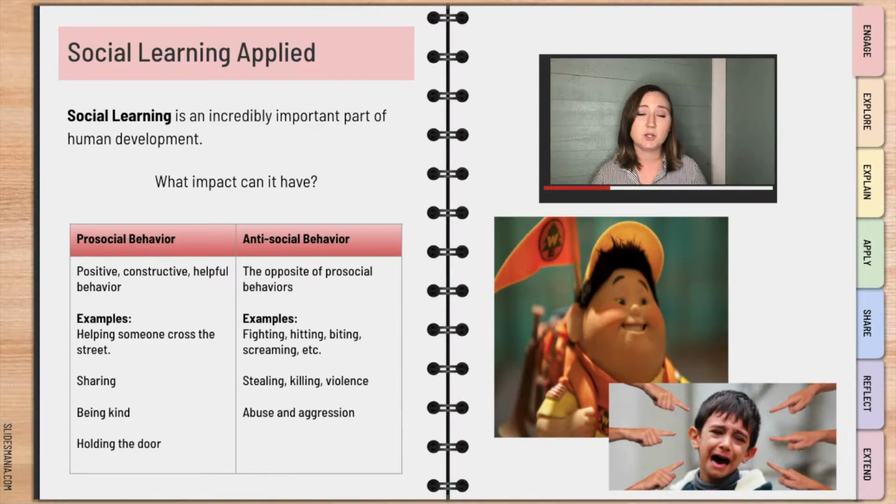Examples of really good pro-social behaviors: helping someone cross the street or your porch, or I guess flying to South America with balloons to help this poor old man, right? Sharing with each other, being kind to people, holding the door, just saying good morning. Those are pro-social behaviors. They benefit society rather than take away from society.